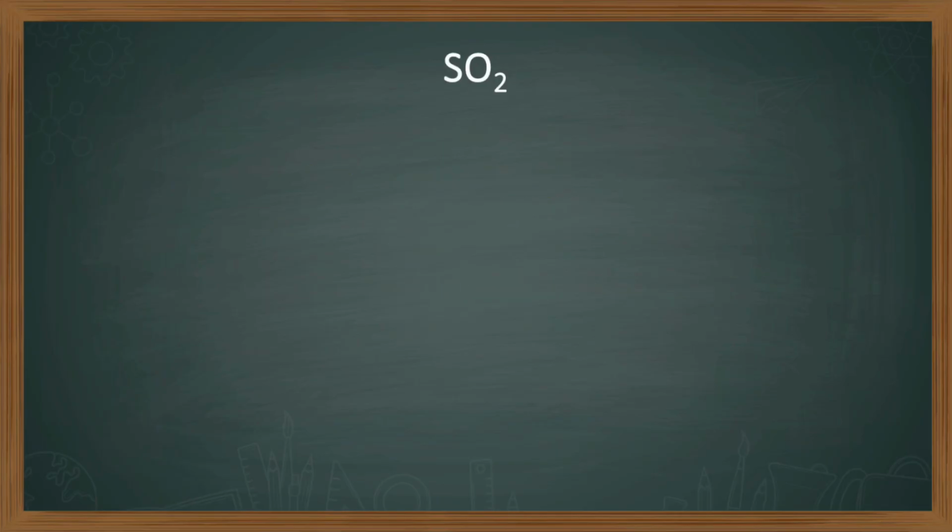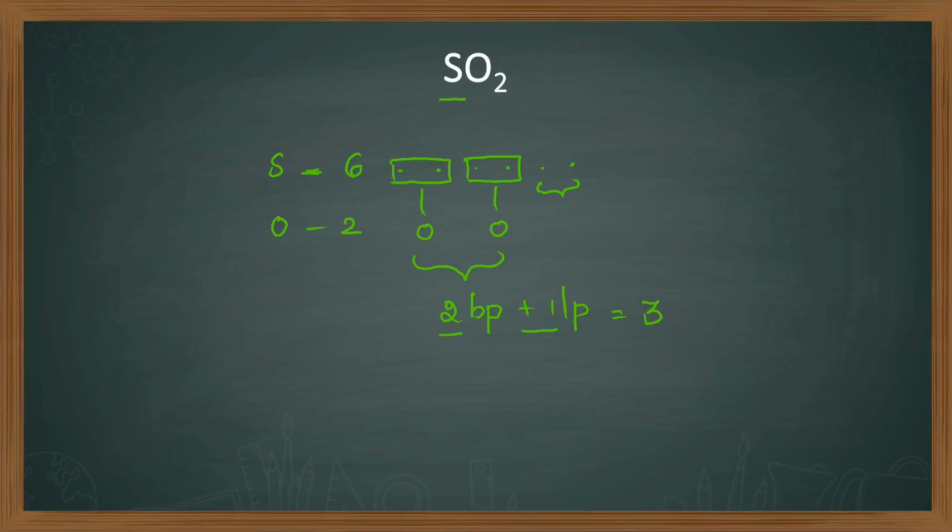The next molecule is SO2. Sulfur is the central atom, belongs to the oxygen group, so valence electrons 6. Draw 6 dots. Oxygen valency is 2, so combine 2 electrons and draw 1 line. So 2 bonded pairs and 1 lone pair. So 2 plus 1, the steric number is 3. If the steric number is 3, sp2 hybridization. This will have bent geometry since we have 1 lone pair.